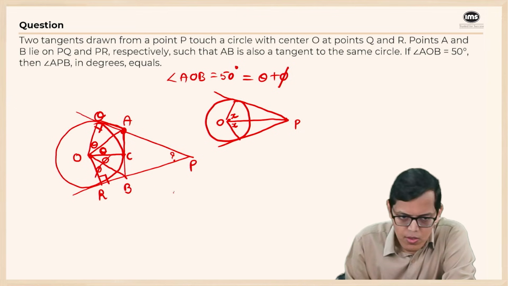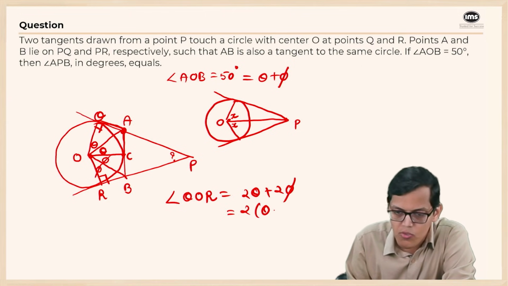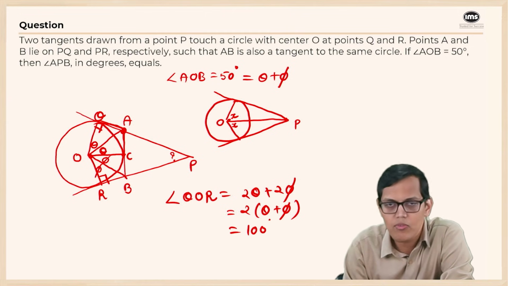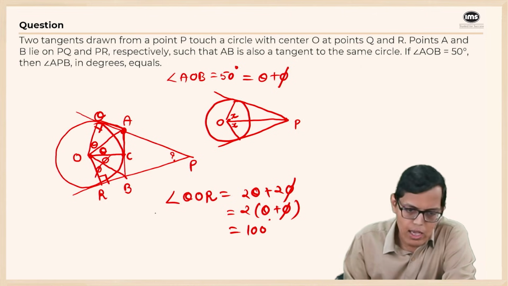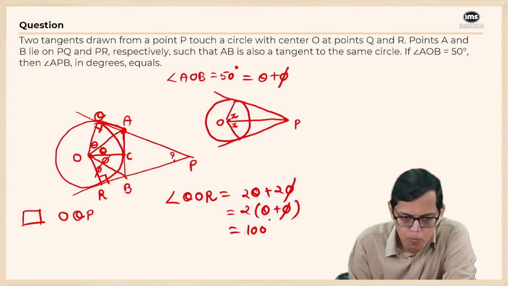Now, see angle QOR. That is 2 theta plus 2 phi. That is twice of theta plus phi. That is 100 degrees, because we knew theta plus phi is 50. I want you to focus on the quadrilateral OQPR.